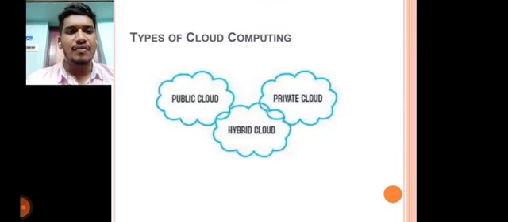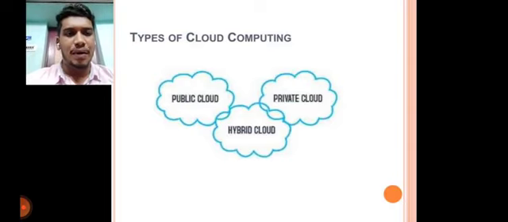This is the types of cloud computing. There are totally 3 types of cloud computing. First one is public cloud, next one private cloud, another one is hybrid cloud.